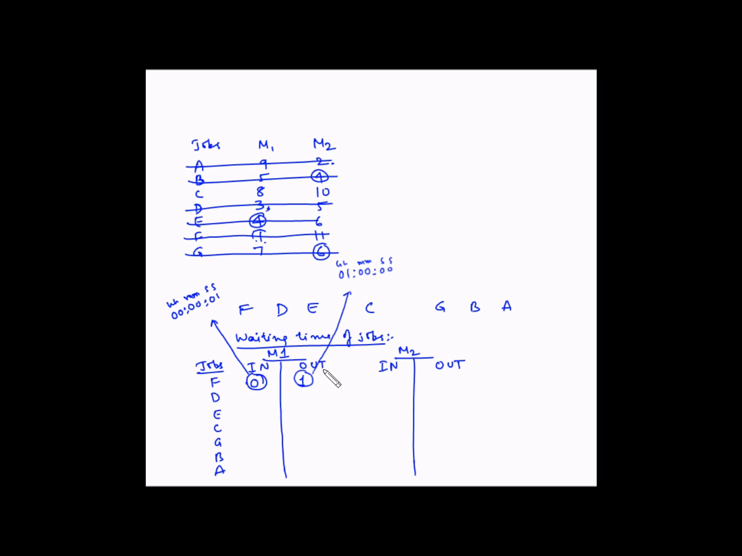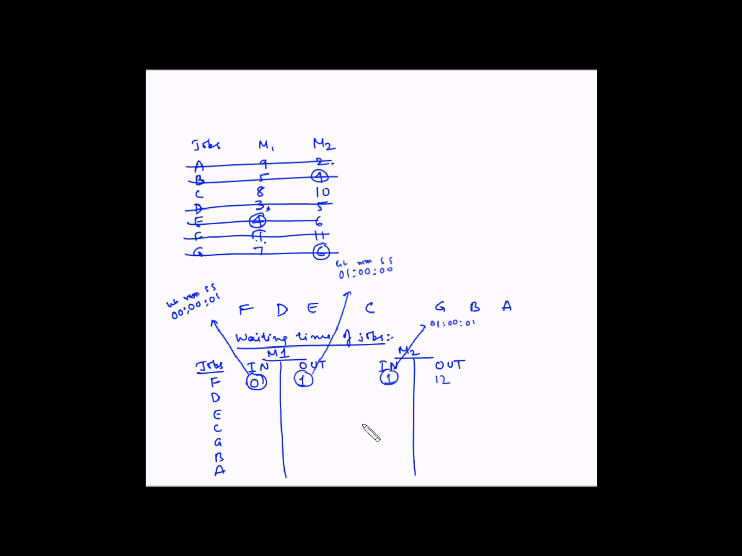Now when it comes out of machine M1, then immediately it can go into machine M2. So it will start at the first hour. This would be something like 010001, and as per the data given, the operation time on machine M2 for job F is 11 hours. So this will take 11 hours and it will be out on the 12th hour.